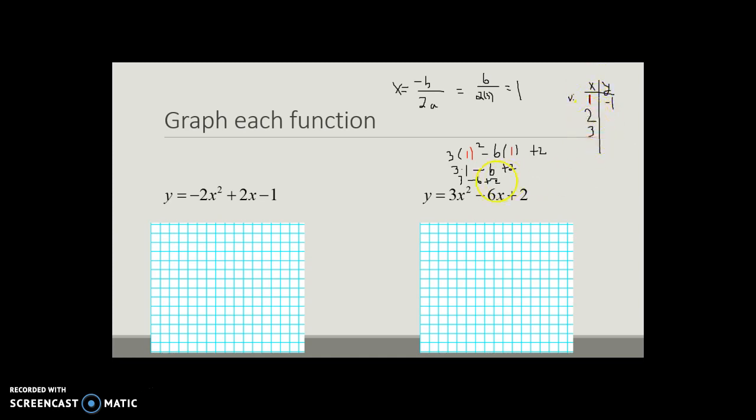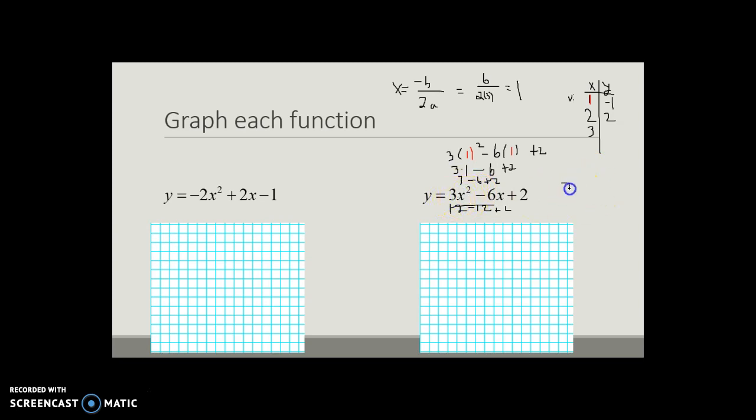So I'm going to now plug in 2. So this is what I mean by speeding this up. I can say 2 squared is 4. 4 times 3 is 12. Minus 6 times 2 is 12. 6 times x, 6 times 2. And then plus 2. 12 minus 12 is 0, so all that's left is 2. So that's another point. And then for 3, 3 squared is 9.